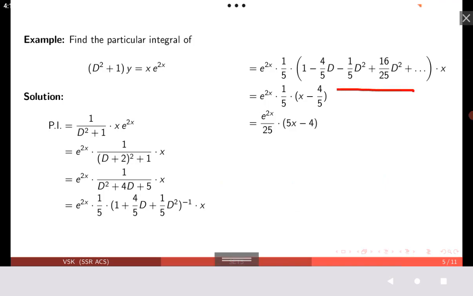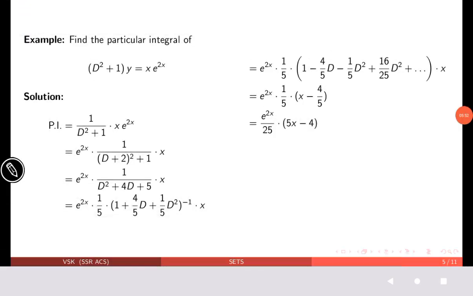Now we operate this on x, and recall what D is. D is nothing but d by dx. So using this we get this expression, and from this we get, so finally, on solving, we get this expression. So that is the particular integral in this case.